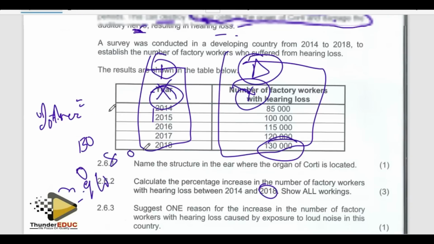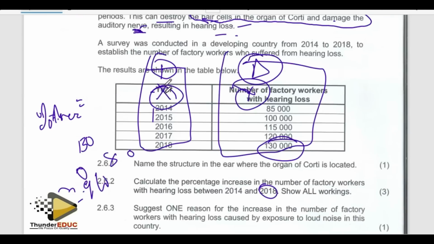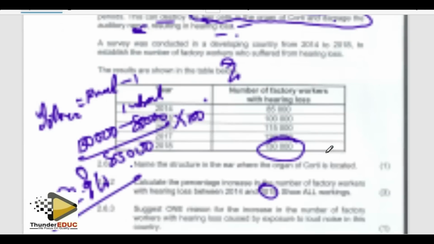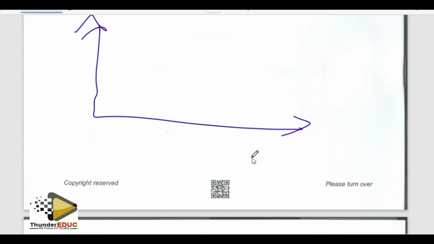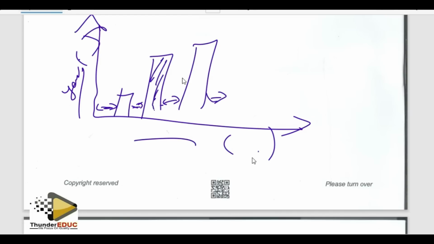Simple. Number of workers is going to be on the y-axis, and the years are going to be on the x-axis. Because there is an increase, you will find that it will have that shape. Don't forget how we mark. If it has units, make sure that you put units. If there are no units, the same thing. And for the numbers, you must put the units. Make sure that the distance between the bars is the same. Make sure that these bars have the same breadth, meaning how big they are must be the same, or otherwise you're going to lose marks.